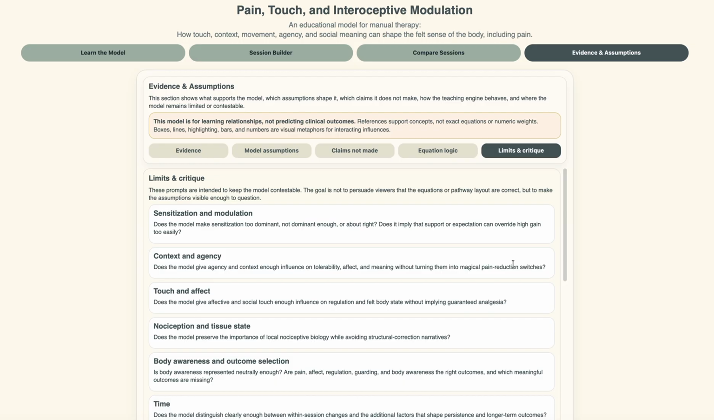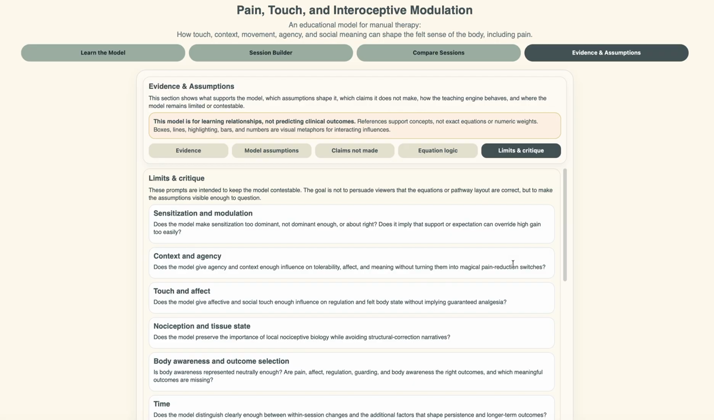So this is not intended to be a complete representation of pain physiology, and it certainly isn't a clinical prediction tool. It's a teaching model, a way of making a complicated system visible enough that we can manipulate it, question it, and talk about it. And one of the ideas I hope becomes clearer by exploring it is that the effects of manual therapy probably depend less on the name of the modality than on what we actually do, the sensory and contextual inputs we create, and the nervous system that receives them.